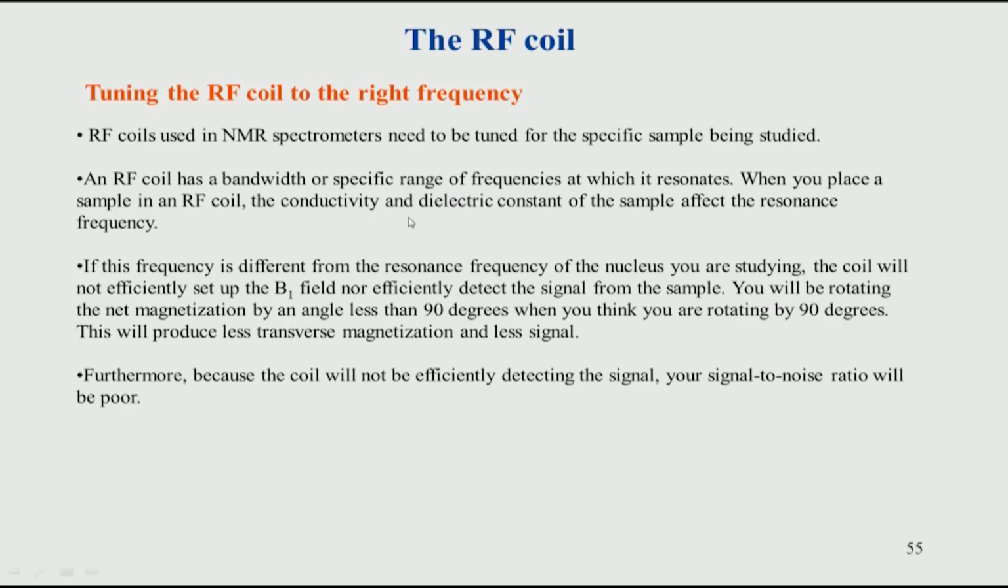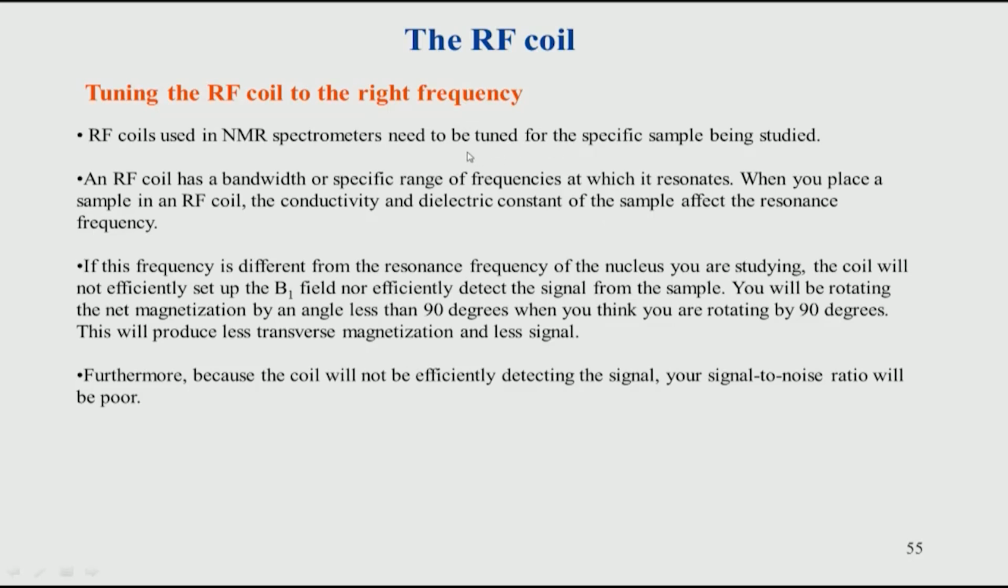Therefore, for different types of nuclei we need different frequencies, and all this is done with a single probe. The same probe has to be used for different nuclei, we do not change the probe. So each time you study carbon 13, or fluorine, or nitrogen, you will have to tune, like we tune a radio to different frequencies.